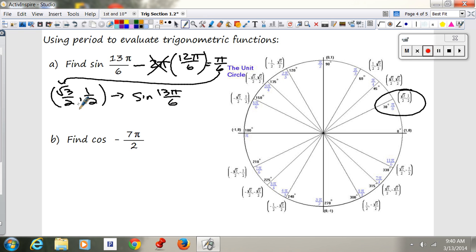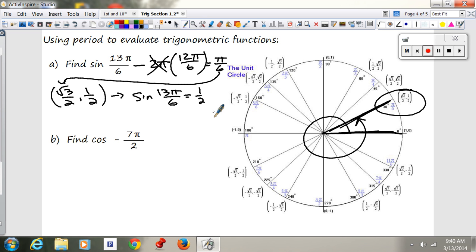Because 13 pi over 6 would be from this angle to this angle going around once. So that means if it stops here, we're using this coordinate. Okay, if I would have just gone to pi over 6, it would have still been that same coordinate. You would have still had the same sine and the same cosine and so on. So what is the sine of 13 pi over 6? It's going to be a half.